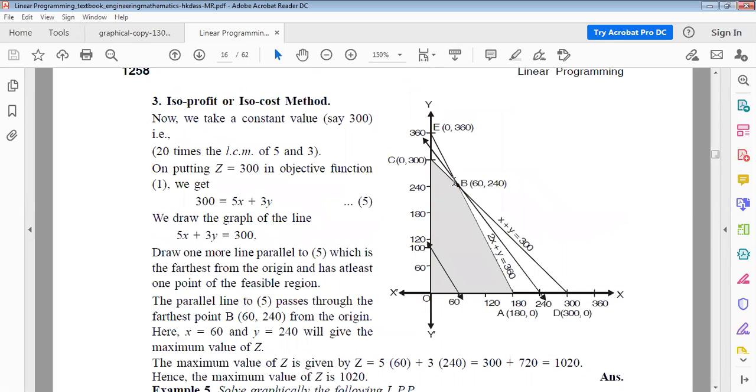After plotting the first constraint and second constraint, we get these three corner points. Now the maximum value of x here is 300, the maximum value of y is 300, and the other maximum value is only 180.